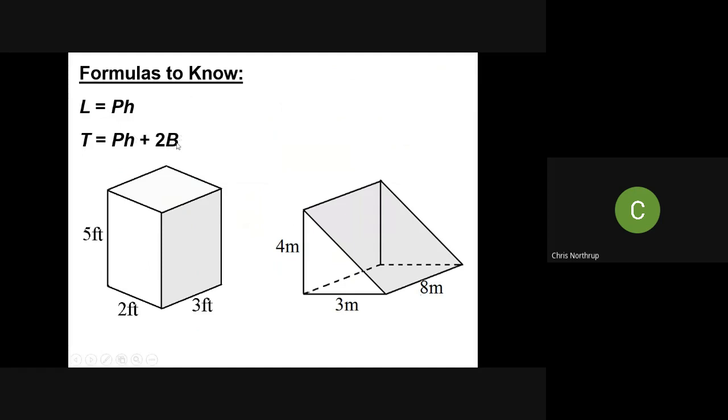Now these are for prisms. The reason why I have 2B, capital B here, is the area of your base. Now your base might change. Your base might be like this triangle, which has an area formula of 1/2 base times height. Or it might be a regular polygon, which has an area formula of 1/2 perimeter times apothem. So this capital B has itself several different variations, could be any one of those area formulas that we looked at in chapter 11. So no, you can't forget those just yet.